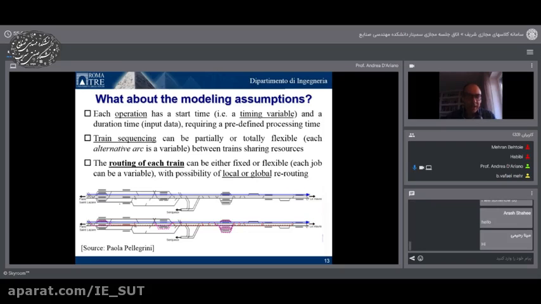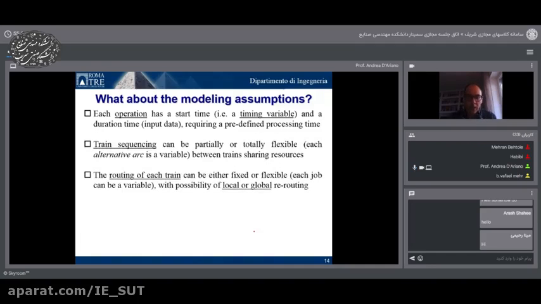As you can see here, the blue train is going from left to right. Below, the train can still go from left to right, but change the route. Okay, if you change the route in a station, usually this is a local routing. If you change the routes in several stations, then it's a more global routing. So we remember these three types of variable: timing, sequencing, and routing.